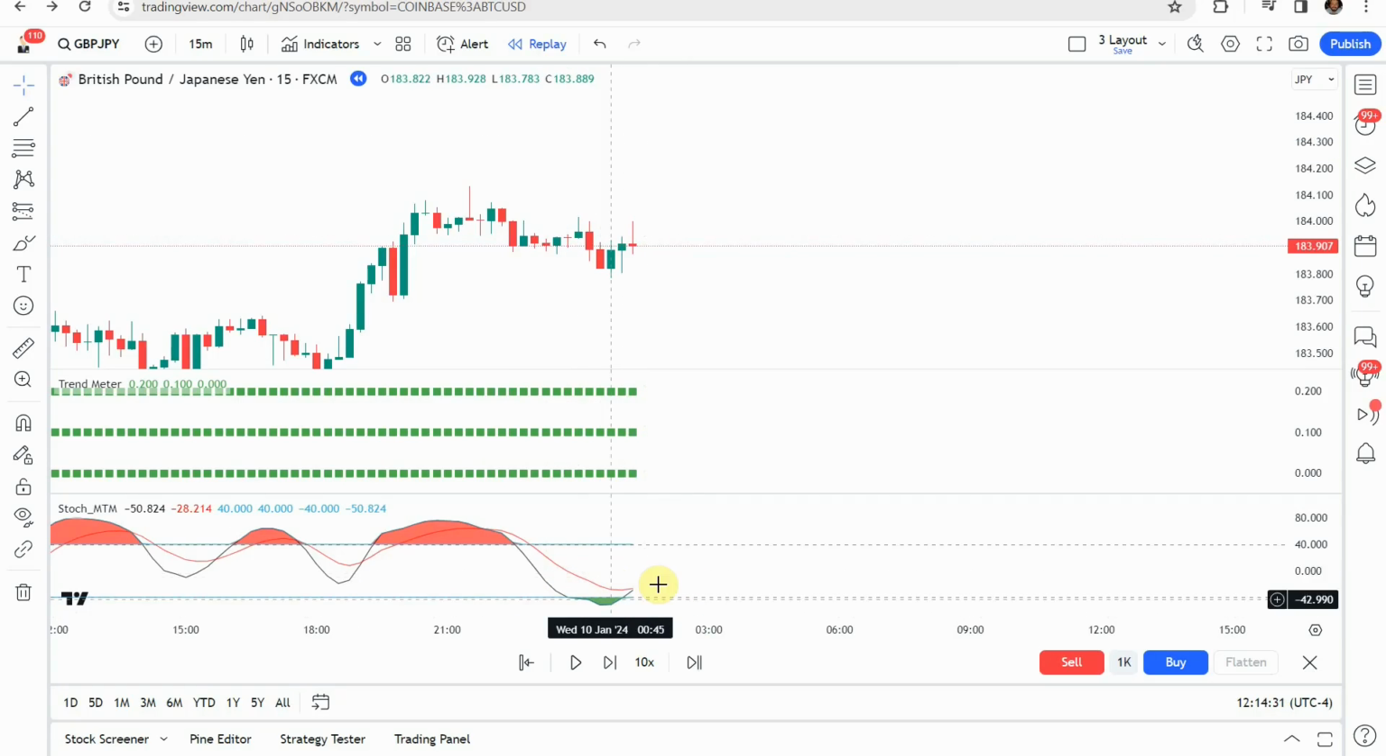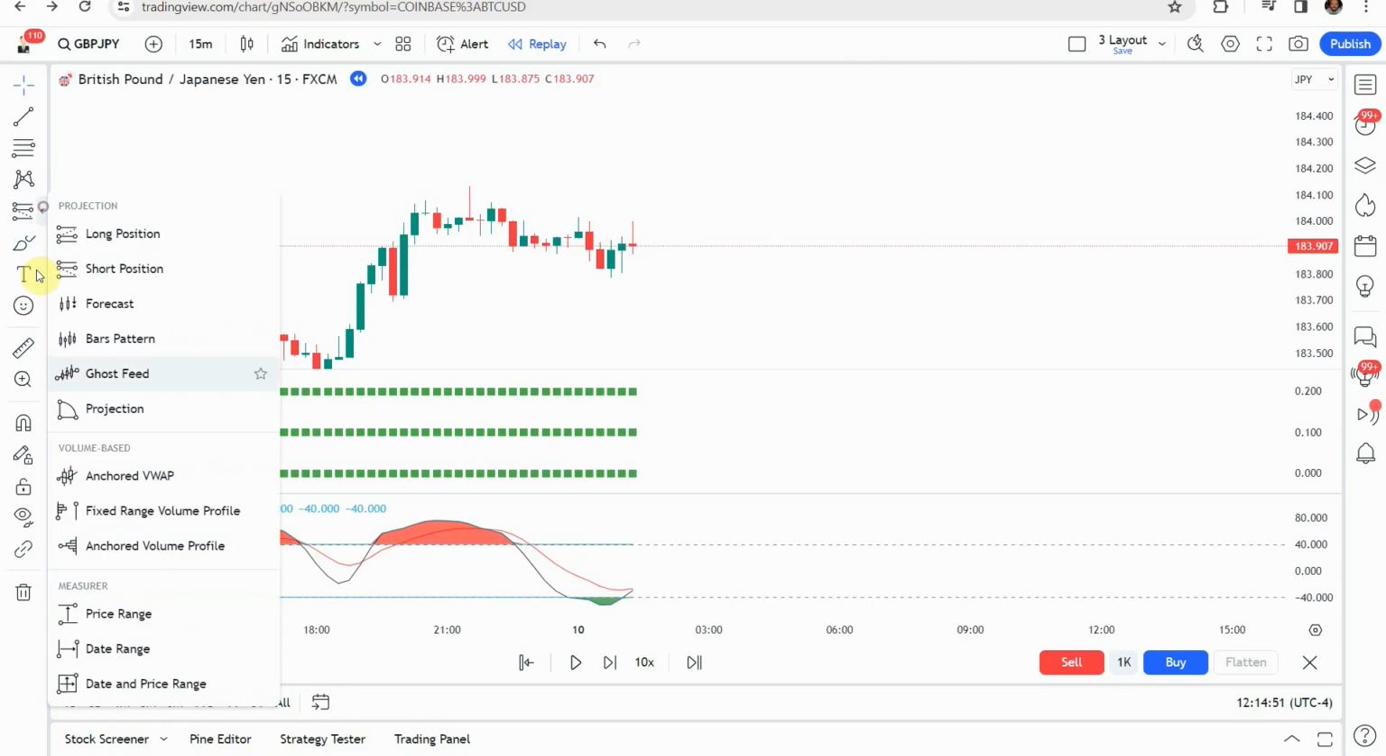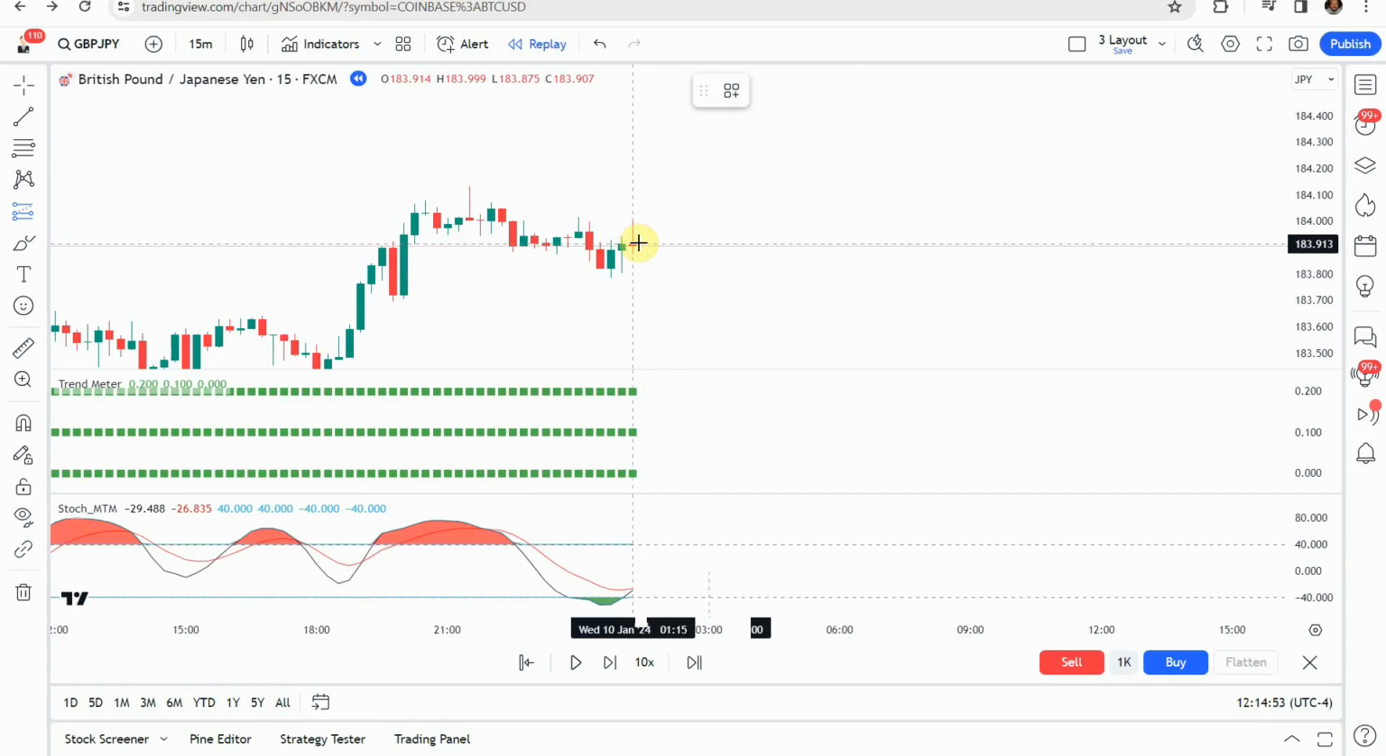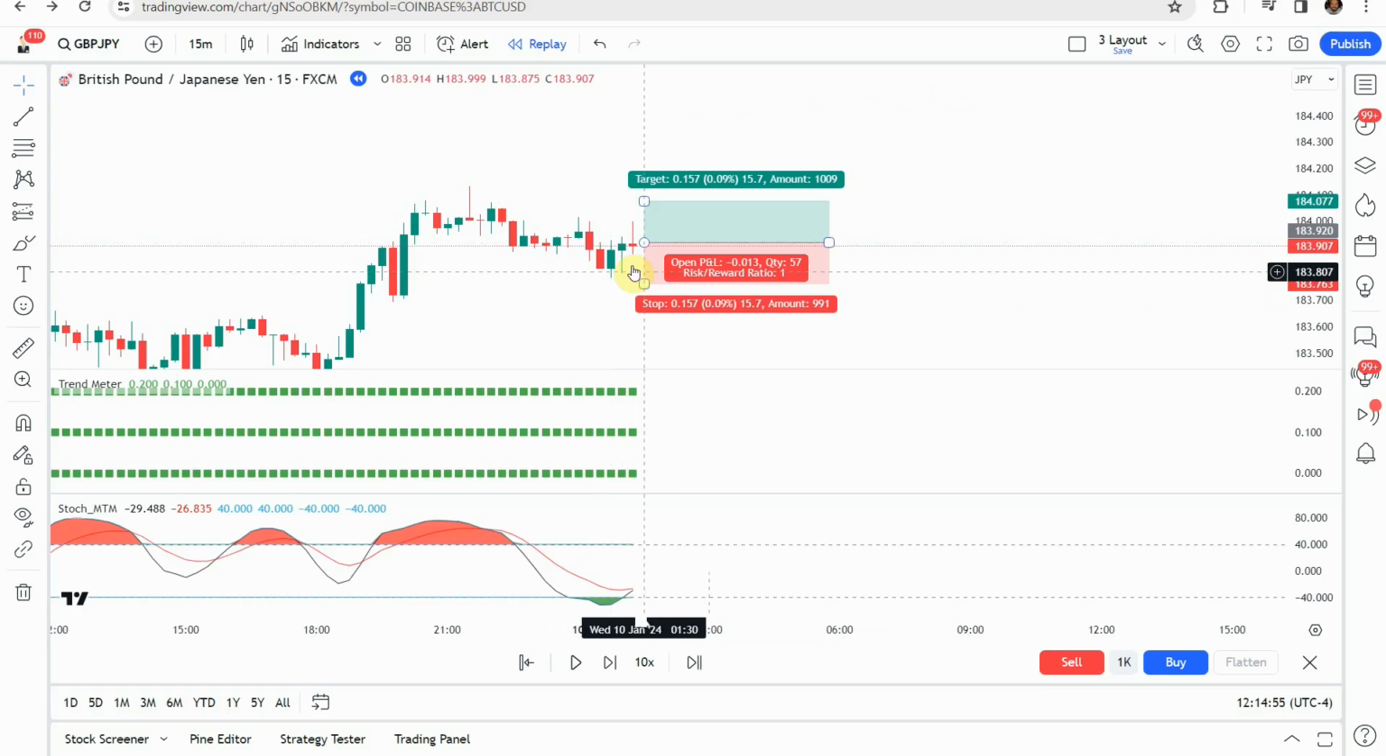So the pullback here is established when the stochastic dips below this lower dashed line here at the negative 40. And you can see that it gives us that green background here instead of the red. And then we're looking for that line to cross back up, the black line, not the red line. The black line crosses back up above that negative 40 mark. When those happen, all that lines up. It's going to be our signal to enter into a long.